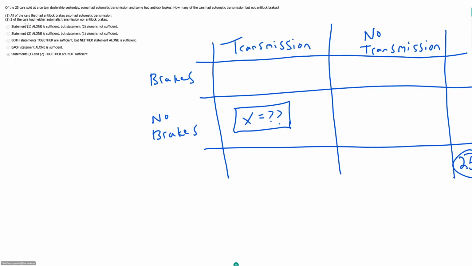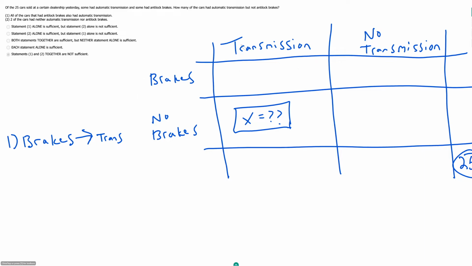Statement 1: all of the cars that had anti-lock brakes also had automatic transmission. So if a car had the brakes, it also had the transmission. It does not mean that if you had the automatic transmission, you also had the anti-lock brakes. So how does this translate to something we can fill into our table?